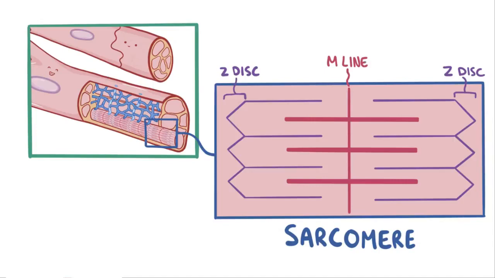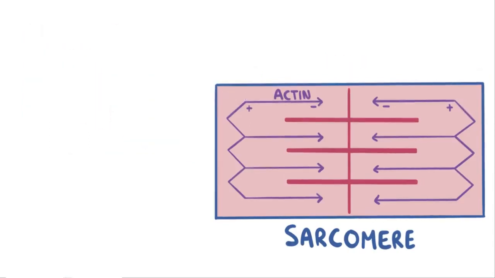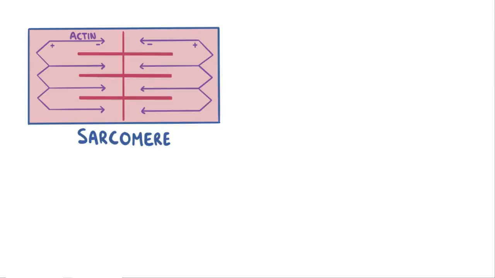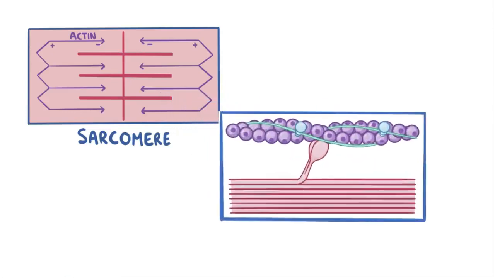Attached to the Z disc are thin filaments made of actin protein. These actin filaments have structural polarity, which means both ends of the filament look different. We can think of it like an arrow, with the pointed end being the minus end, pointing towards the M line, and the tail end being the plus end, attached to the Z disc. Just like an arrow, the actin filament can only move in one direction, the direction it's pointed at.